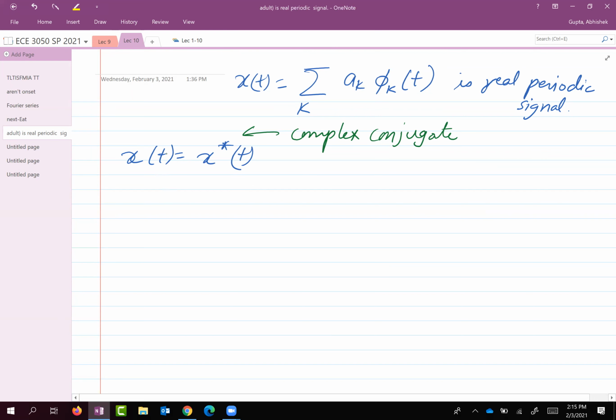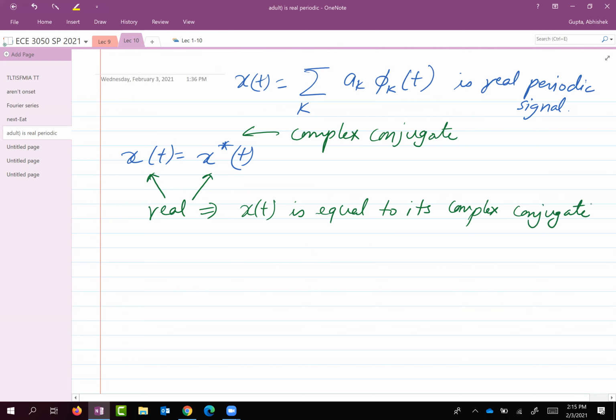So because x(t) is real, that implies that x(t) is equal to its complex conjugate. I'm sure you remember this from your complex numbers class. A real number is equal to its complex conjugate. That's the property of a real number.